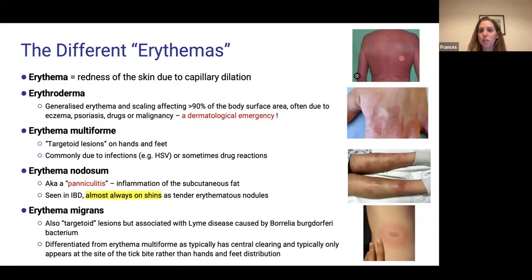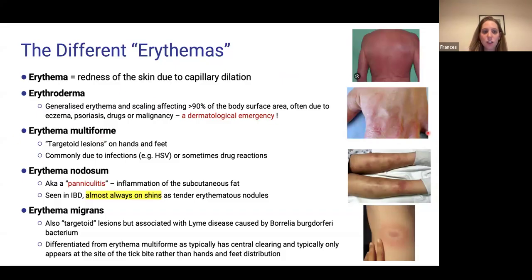So something like this top picture here, essentially your entire skin barrier is affected, and so you're very, very prone to hypothermia. You're losing all your water and your electrolytes, and so you're very prone to dehydration and it can be life-threatening. Erythema multiforme, we've gone over.